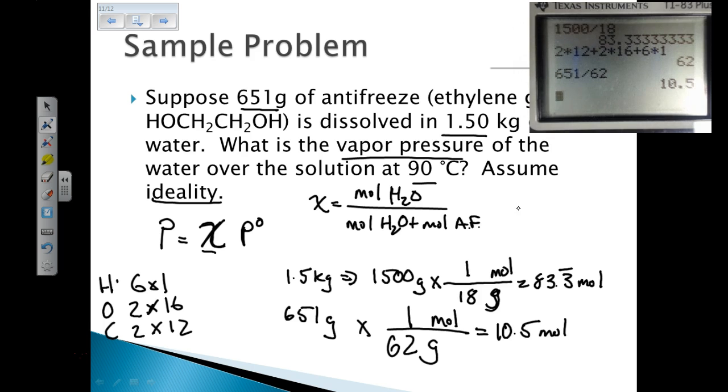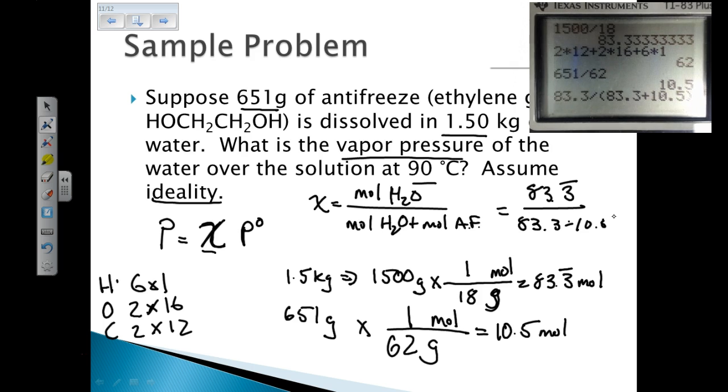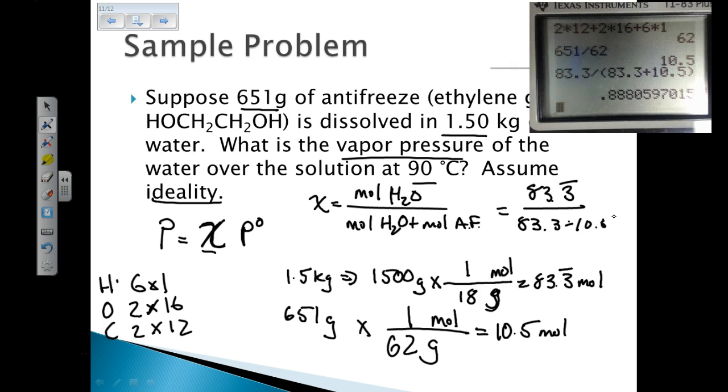So the mole fraction of water equals 83.3 repeating over 83.3 plus 10.5. So let's do it this way: 83.3 divided by, in parentheses, 83.3 plus 10.5. And so that's a mole fraction of 0.888.